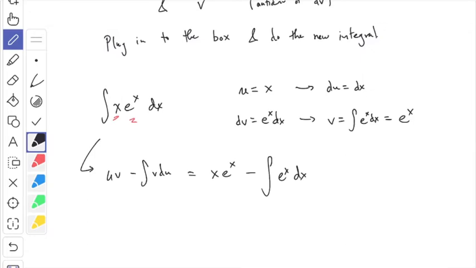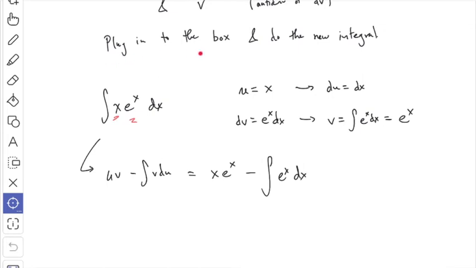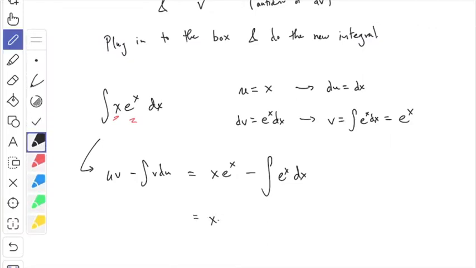All right, we're almost done. We're not quite done because there's still an integral remaining to do. This is what I meant when I said plug into the box and do the new integral, right? This is the new integral. Hopefully, the new integral is simpler than what you started with originally. And in this case, it is, because we can do the integral of e to the x. What is the integral of e to the x? It is e to the x. Great. And then finally, I'll put my plus c there. And this is it. Anybody got any questions about that? This was a simple integration by parts example.